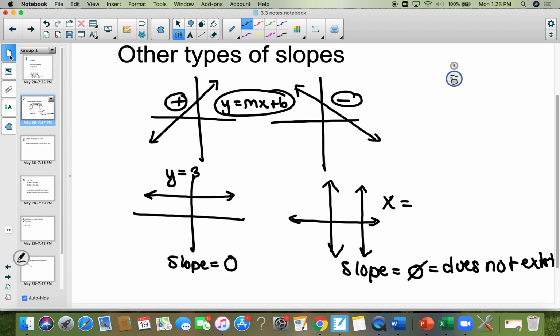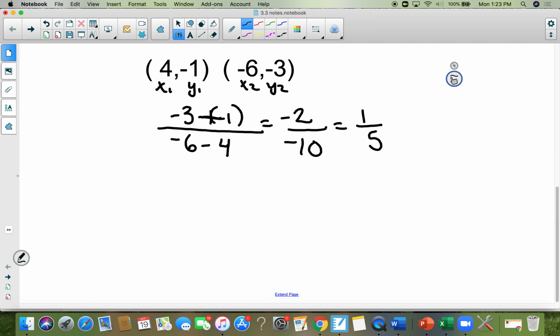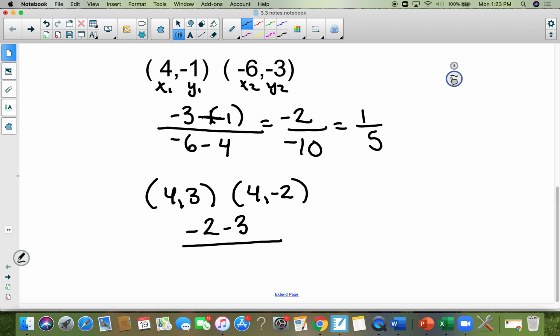So I just want to go back to this page really quickly, just to show you this one, and then I'll be done. So let's say they gave you 4 comma 3 and 4 comma -2, and they asked you to find the slope. The y's go on the top, so the -2 minus 3 goes on the top, and the x's go on the bottom, which is 4 minus 4. You're going to get a -5 divided by 0. You can never have 0 in the denominator. This does not exist. It's going to say error on your calculator. This slope does not exist then.